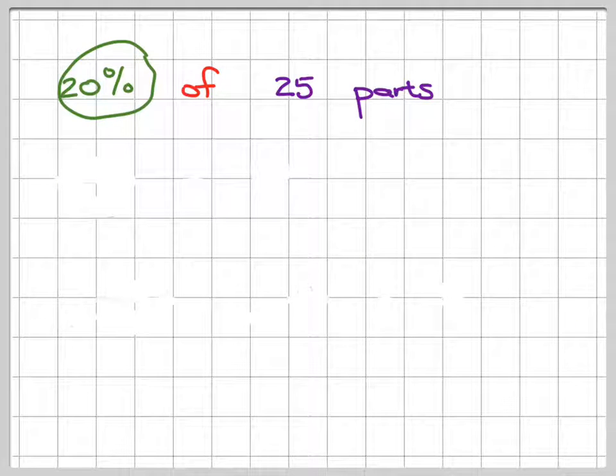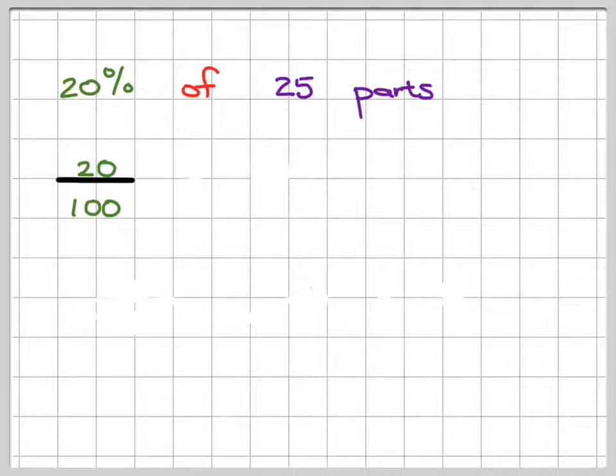You already know there's going to be a times involved because of the of. Now a percent means over 100. That little sign means over 100. So we're going to rewrite it as 20 over 100. The of means times, so we're going to rewrite that as times. And the 25 we're going to leave just like that.